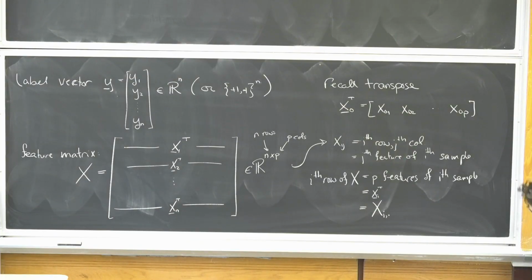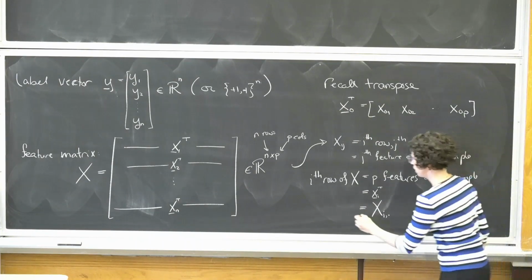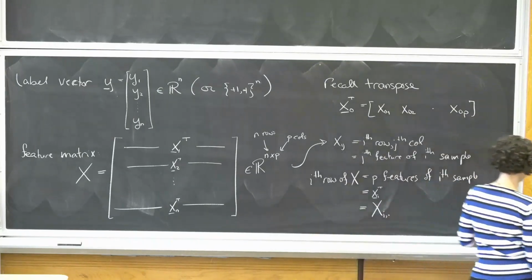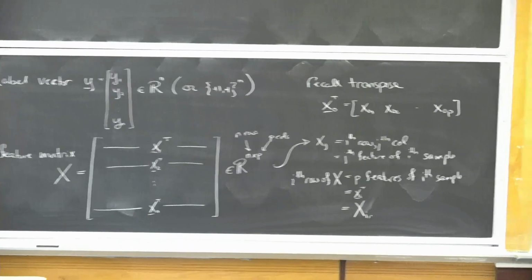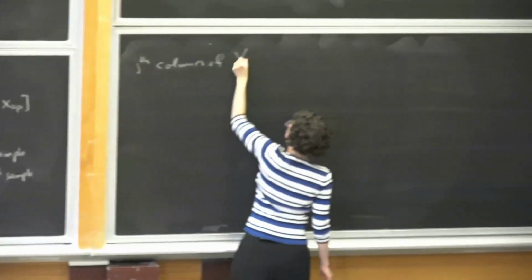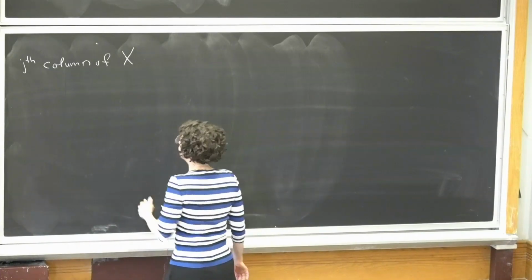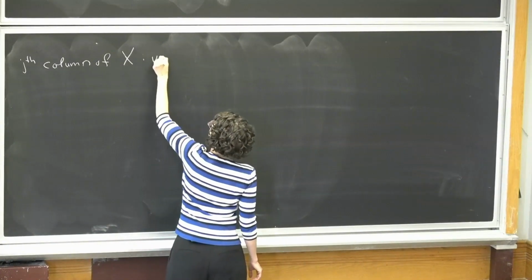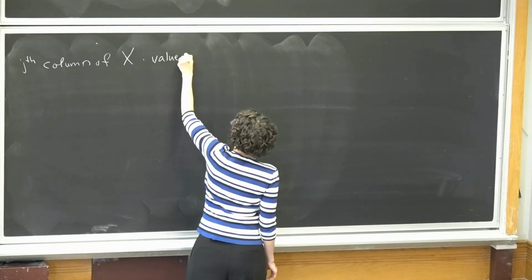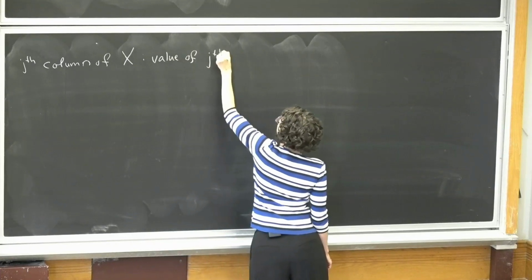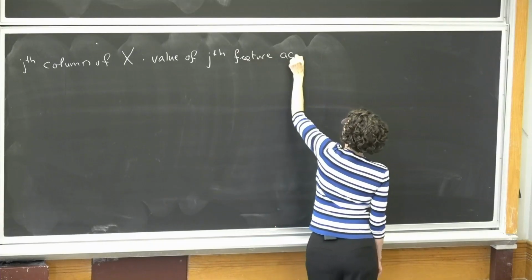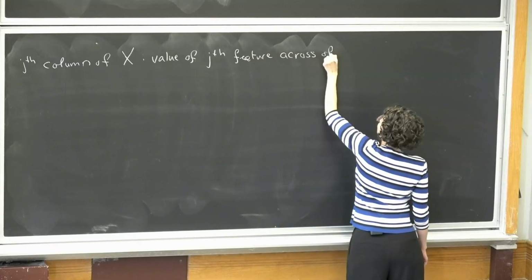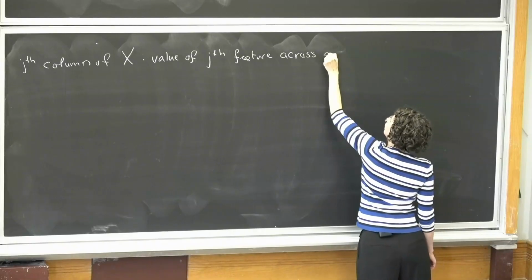Okay. And then finally, I'll start on a new board, the jth column of this matrix X. When we talk about the column, it means, in this context, the value of the jth feature across all the training samples.